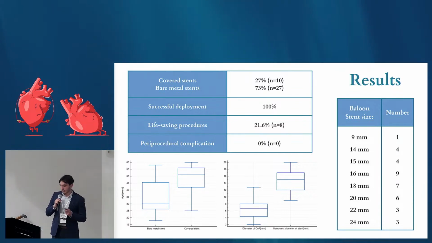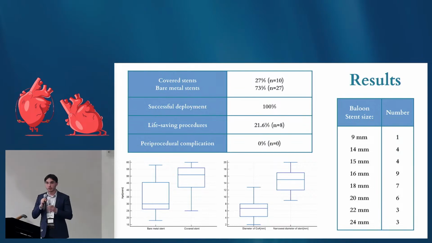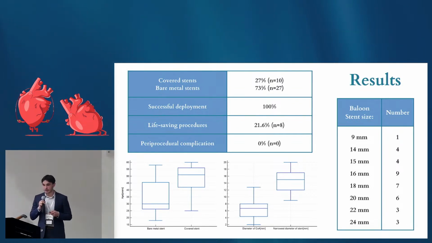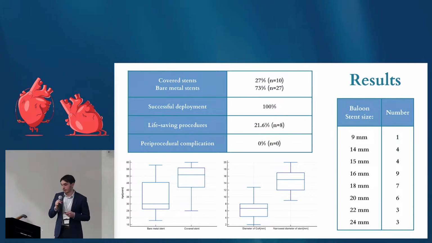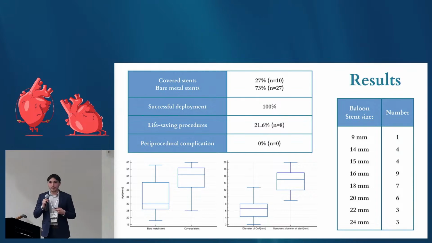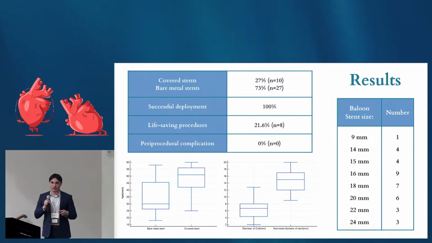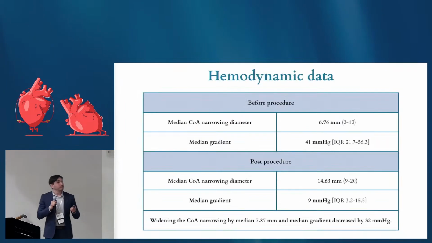And what is interesting, the groups do not differ in the pre-operative gradient, in degree of stenosis, and in weight, but they differ in age. The patients receiving covered stents were significantly older than patients with bare metal stents, and we can explain that with the higher occurrence of atherosclerosis or calcified lesions in older patients, which led us to use a covered stent.